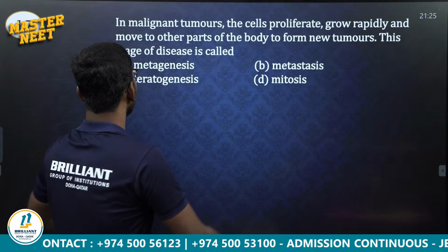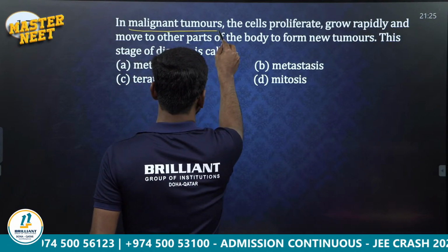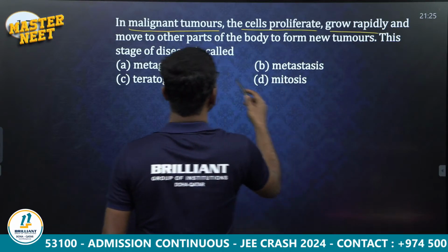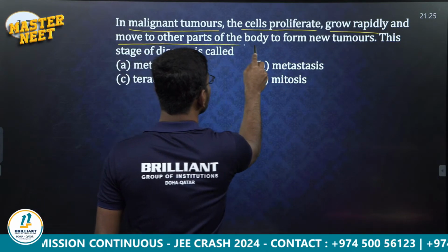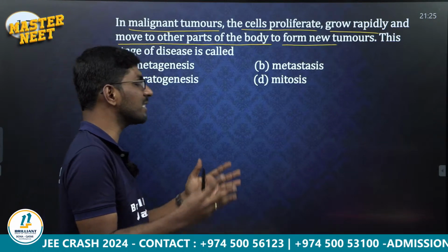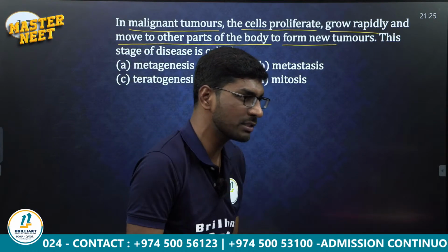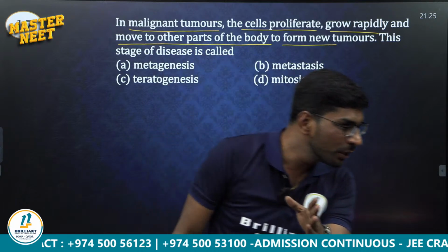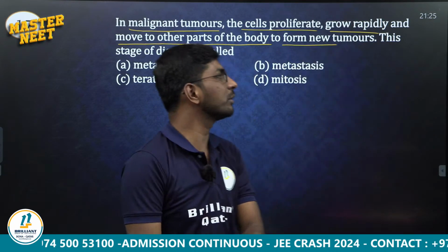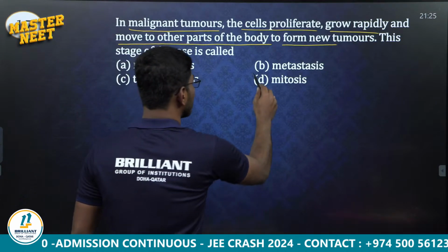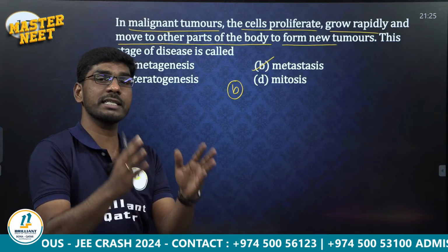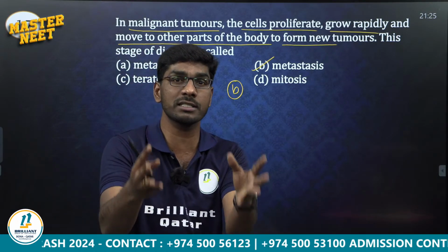Look at the question. In malignant tumor, that means cancer tumor, the cells proliferate, grow rapidly and move to other parts of the body to form a new tumor. This stage of disease, this process is known as, yes, absolutely. Who is this? Jos. Yes, beta. Very good. Dia. Very good. It is called, what, tell me? Metastasis.